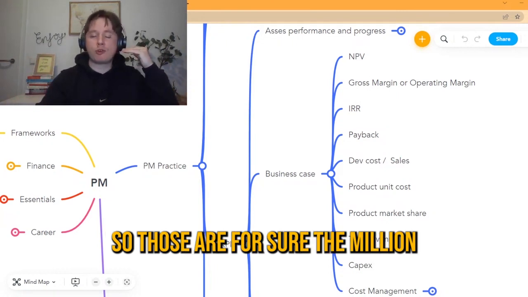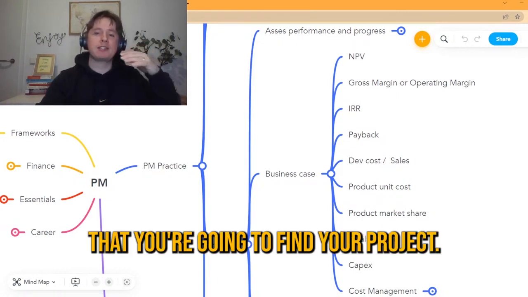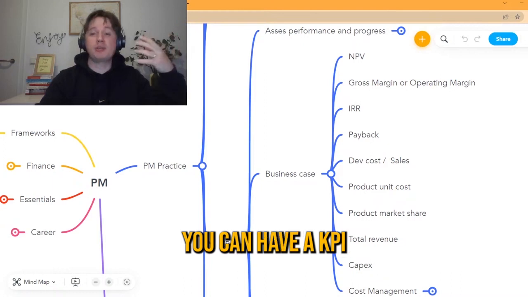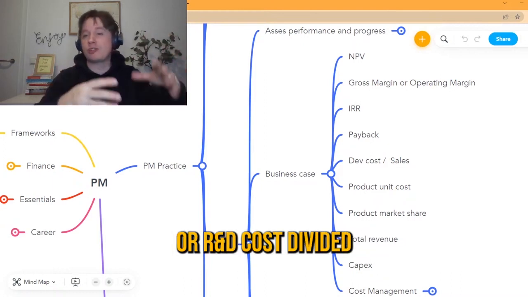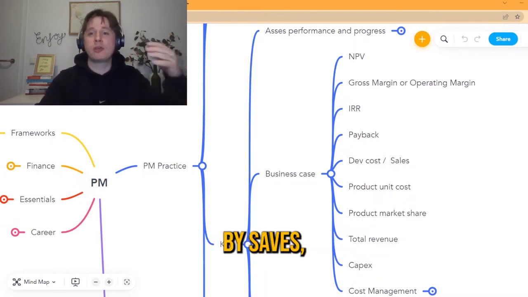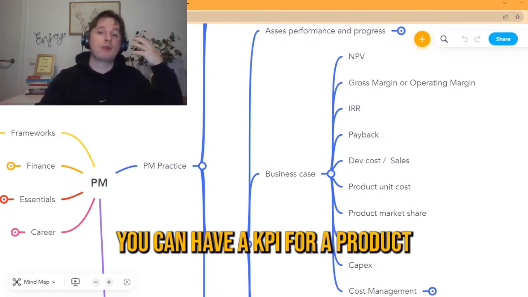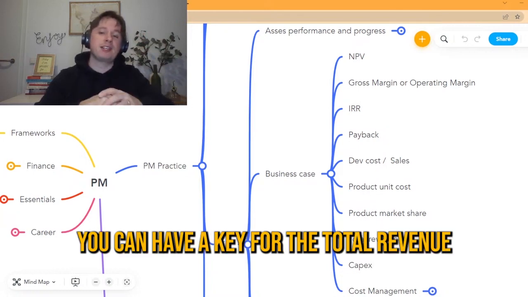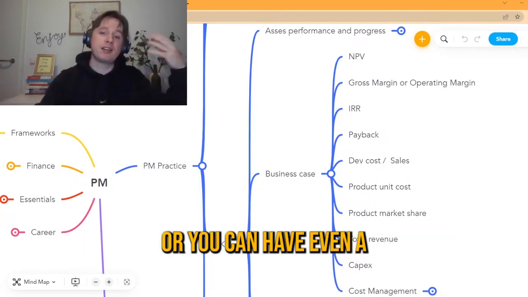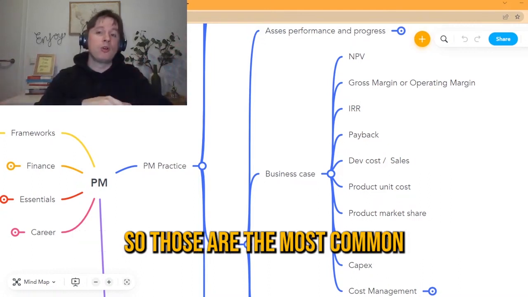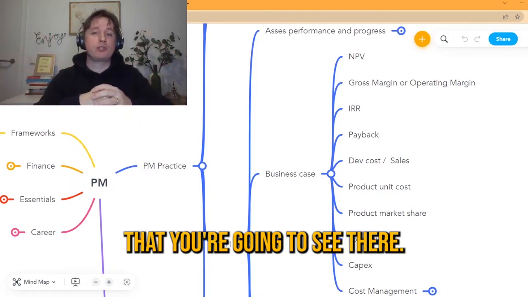Those are for sure the most common KPIs that you are going to find in a project. But again, if you are working on an R&D project, you can have a KPI that's the development cost or the R&D cost divided by sales. You can have a KPI for the product unit cost, a KPI for product market share, a KPI for the total revenue, or even a KPI for CapEx. CapEx stands for capital expenditure. Those are the most common business case KPIs that you're going to see out there.